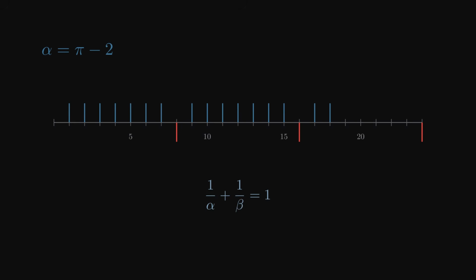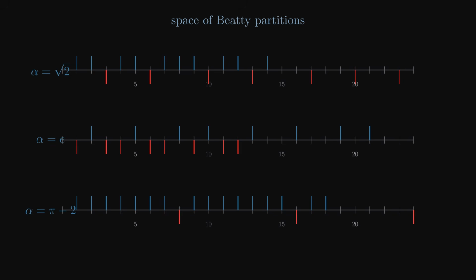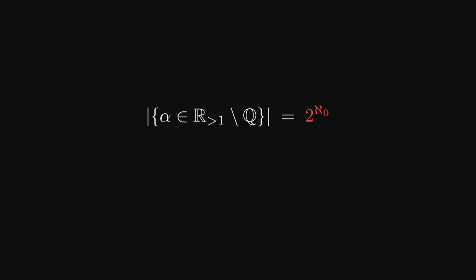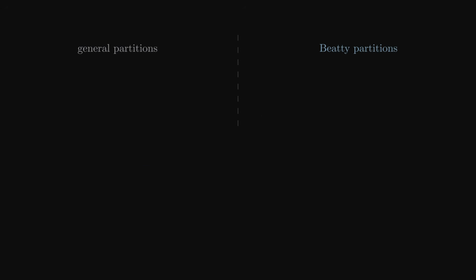The space of all Beatty partitions is parameterized by irrationals greater than 1. There is one Beatty partition for each irrational. The space is uncountably infinite. We have in this single theorem an uncountable family of partitions of the positive integers, all sharing the same simple structure. Compare this to the space of partitions of the positive integers in general.